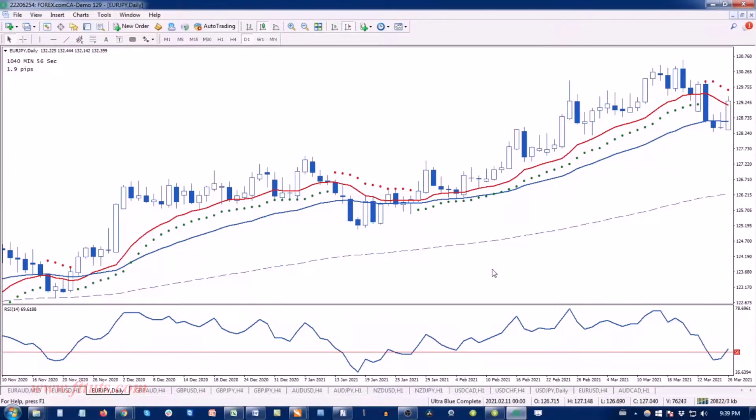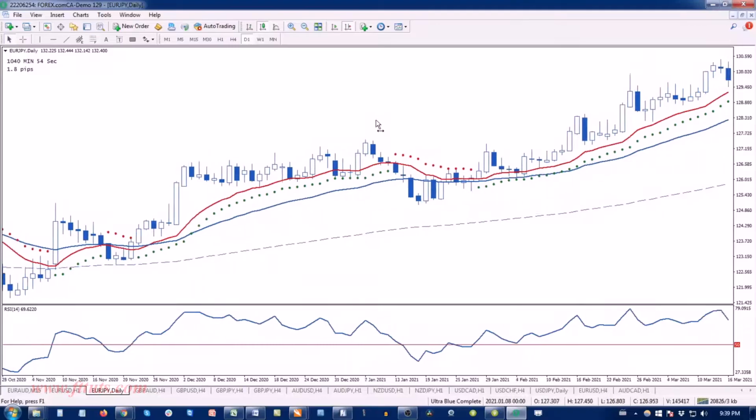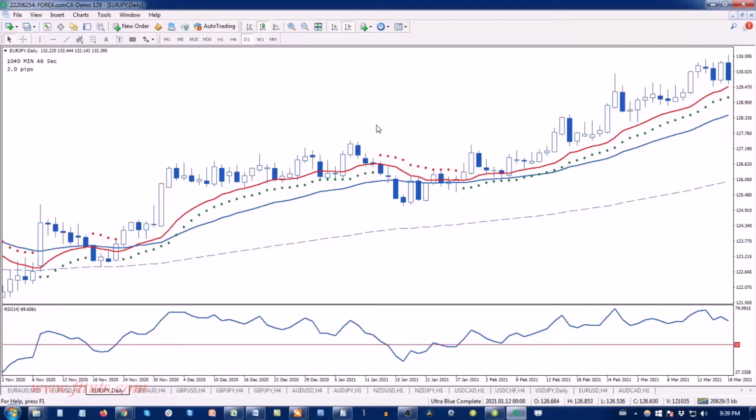So let's take a look at the whole process. We'll go through all of those steps again, but look at it on a chart. What we've got is the Euro Japanese yen. We're looking at a daily time frame here. Now this works on any time frame, but we're looking at the daily. We've got this nice example here.